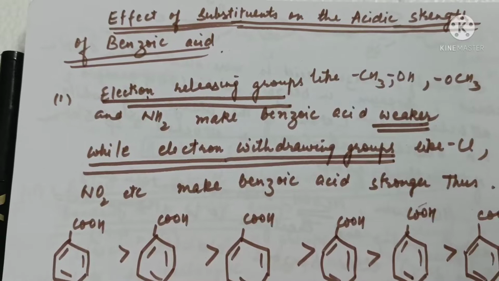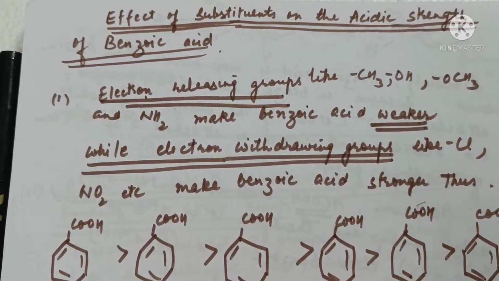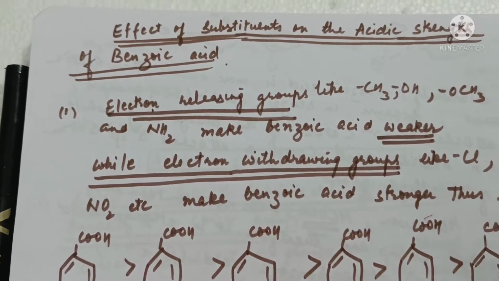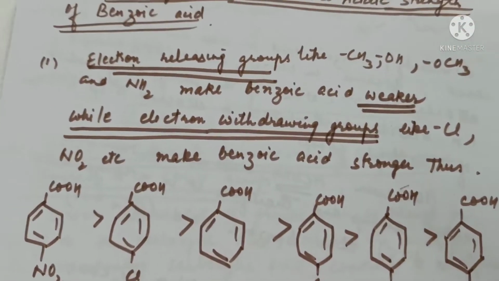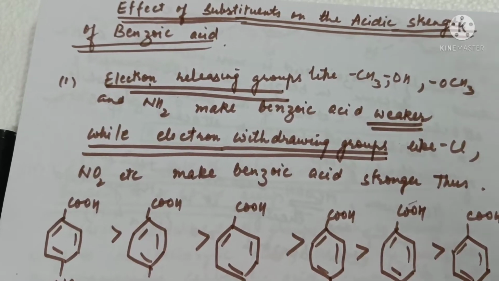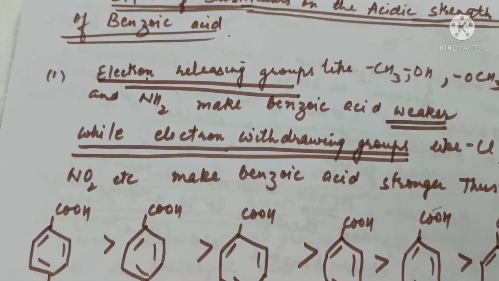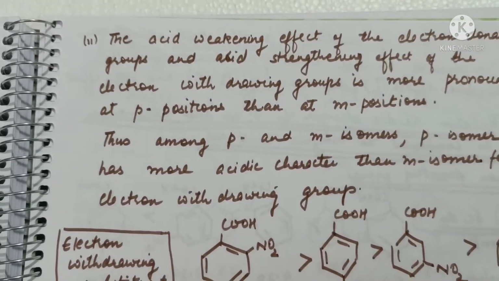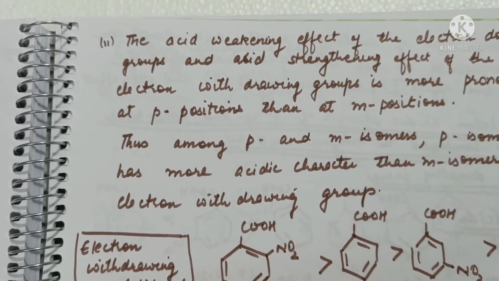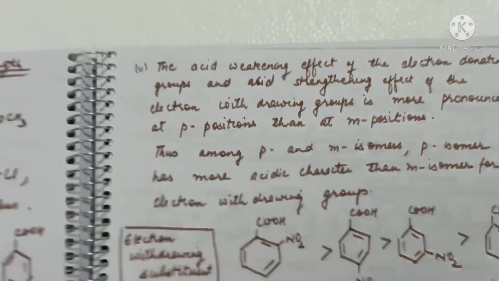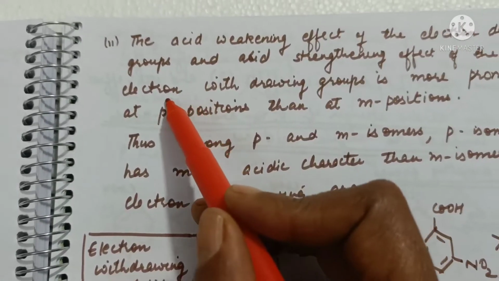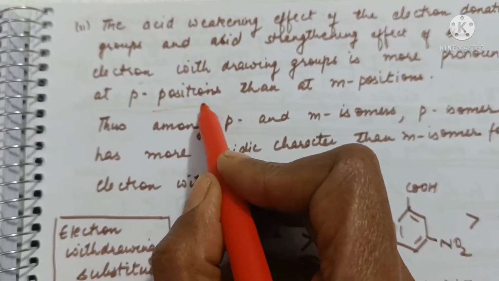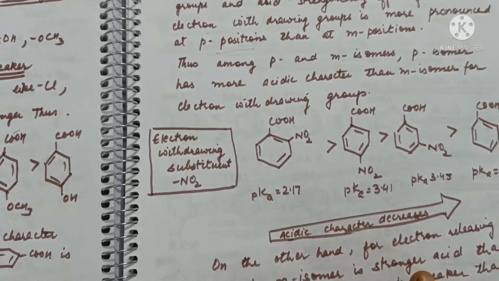We will continue the effect of substituents on the acidic strength of benzoic acid today, and we will also do some chemical reactivities of carboxylic acids. So let's begin. The acid weakening effect of the electron donating group and acid strengthening effect of electron withdrawing group is more pronounced at para position than at meta position.